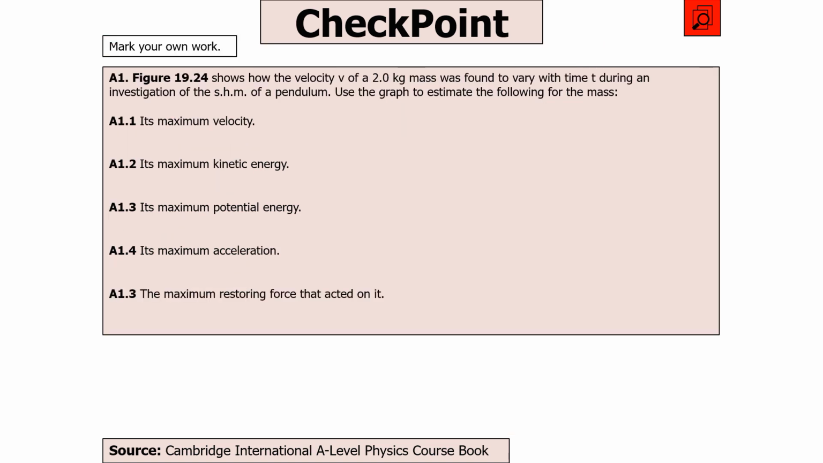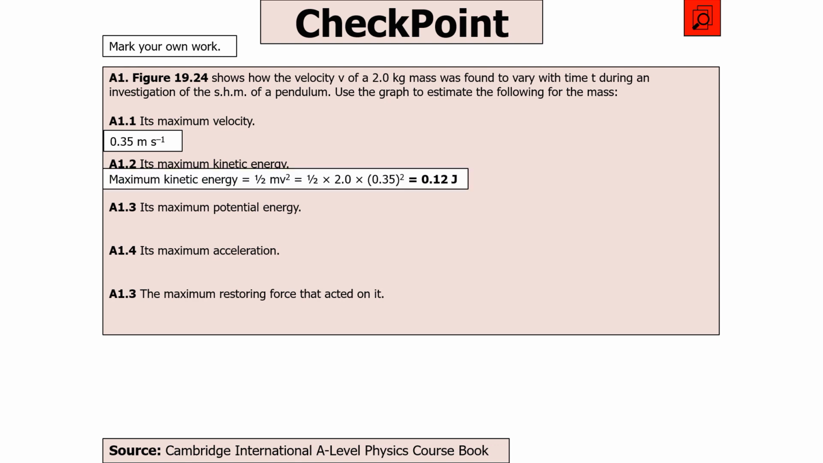Right. So in this one, the maximum velocity is the peak of the graph, which is 0.35 meters per second. The maximum kinetic energy is therefore going to be a half mv squared with the adjusted value of v for the maximum velocity. So you work it through and you get 0.12 joules. The maximum potential energy will equal the maximum kinetic energy because that is the maximum energy of the system. So it's going to be 0.12 joules.